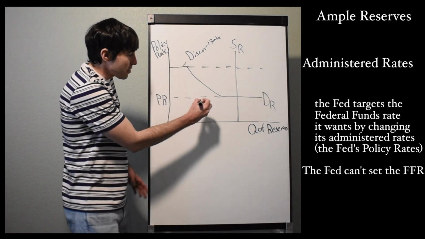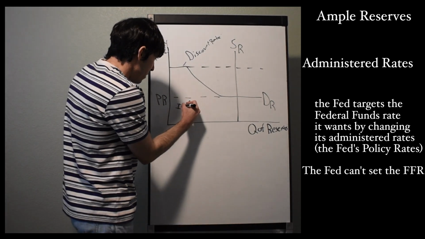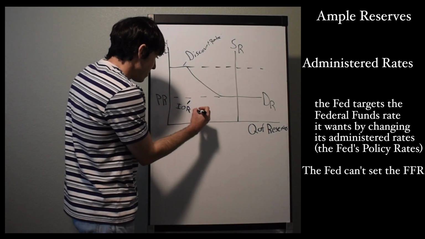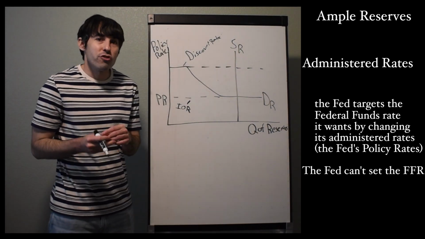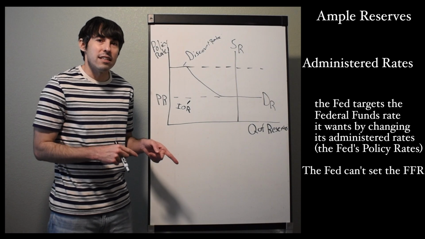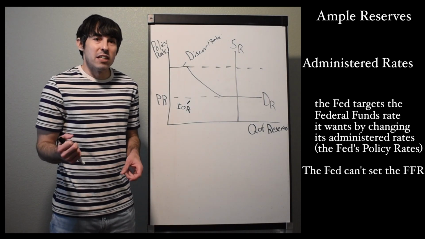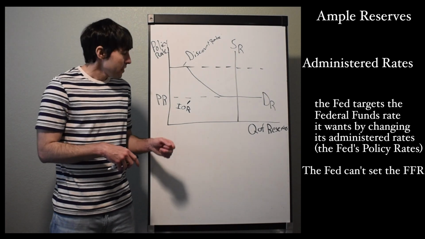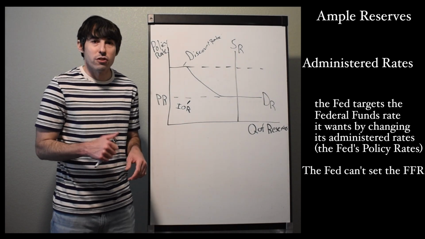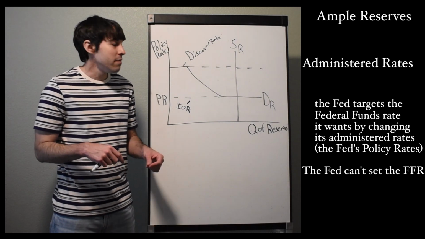The lower bound of this graph is the interest on reserves balances. This is the interest rate that the Fed pays commercial banks when they leave their funds in an account in their reserves at the Fed. So if Bank of America saves money at the Federal Reserve, they're paid what's called the interest on reserves balances. That's the interest rate they're going to get paid for leaving their money at the Fed.